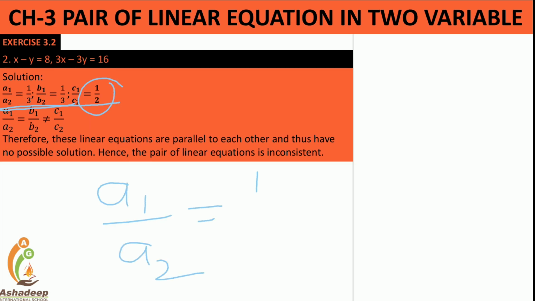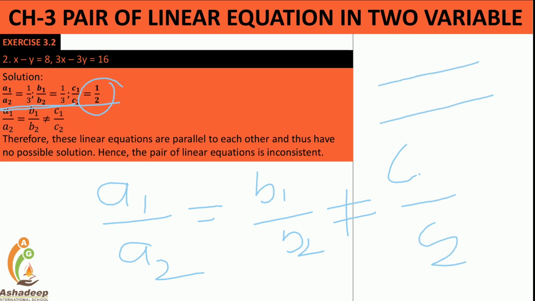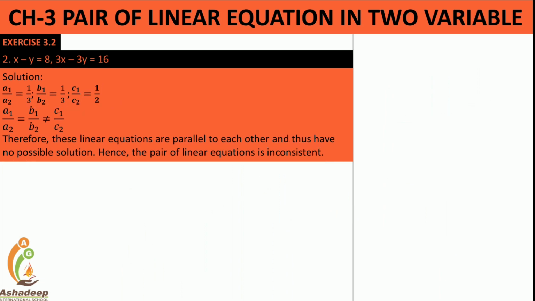a2 is equal to b1 upon b2, but is not equal to c1 upon c2. That means the two lines are parallel lines, and if they are parallel lines, we do not have any solution, so no possible solution. Hence the pair of linear equations is inconsistent, and if it is inconsistent, we do not need to find out anything. So therefore the linear equations are parallel to each other, thus have no possible solution, and hence the pair of linear equations is inconsistent.